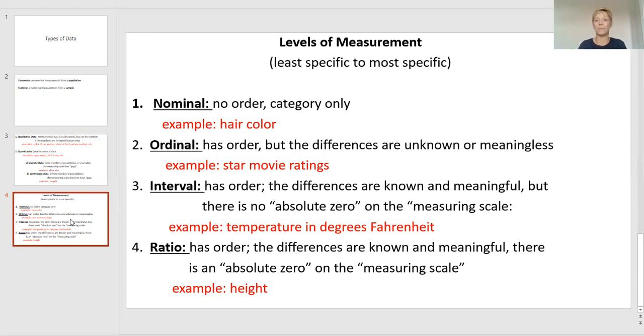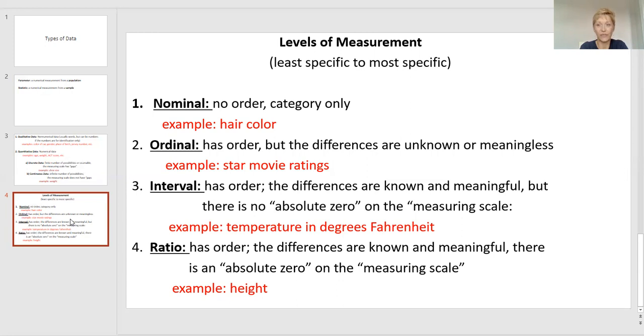If you're in a race and somebody finishes first, second, and third, you know that first place was faster than second place, and second place was faster than third place. But the difference between first and second may not be the same time as the difference between second and third. First and second may have been really close, and then third's like 4 hours after that. So ordinals have an order, but the differences are unknown or meaningless.